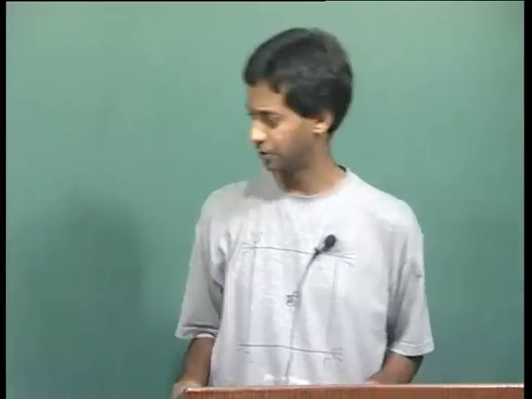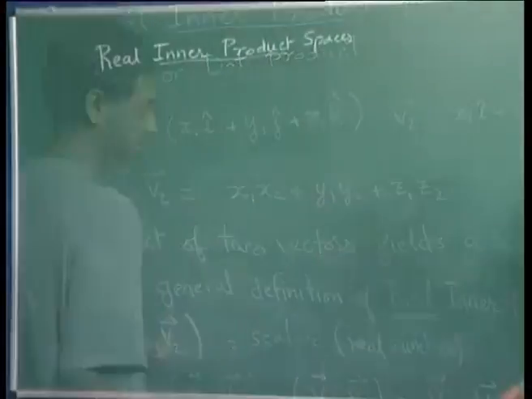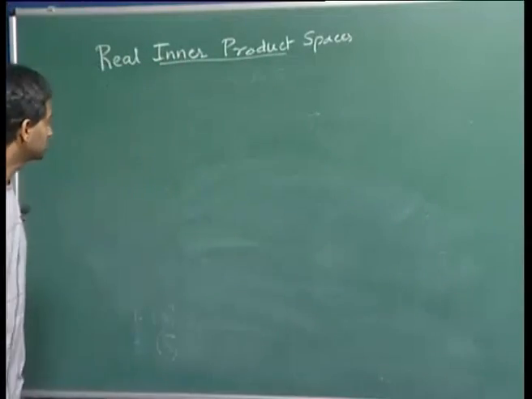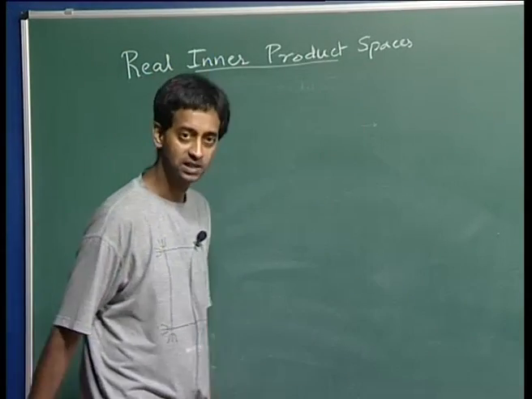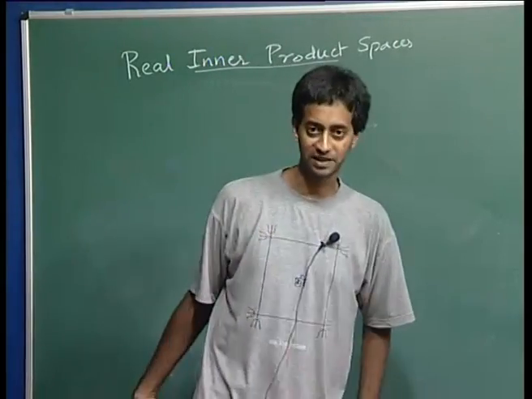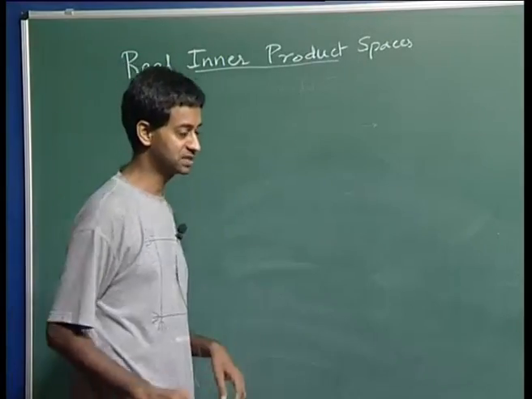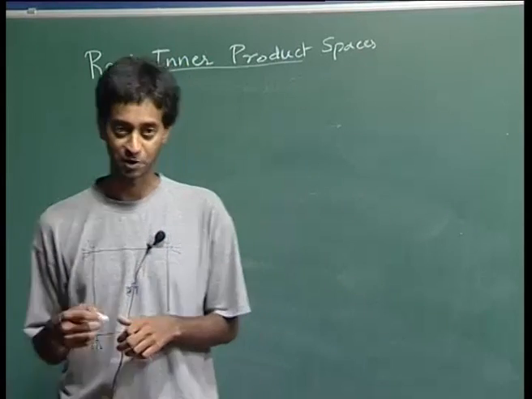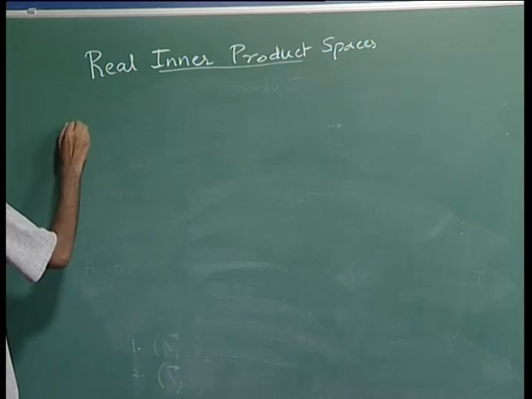Okay, so let us look at some examples of inner products. Before we go to some examples, I want to mention what we mean by a real inner product space. A real inner product space is nothing but a vector space for which you have defined an inner product. So, a vector space for which the inner product is defined is called a real inner product space. Okay. So, now let us look at some examples of inner products.